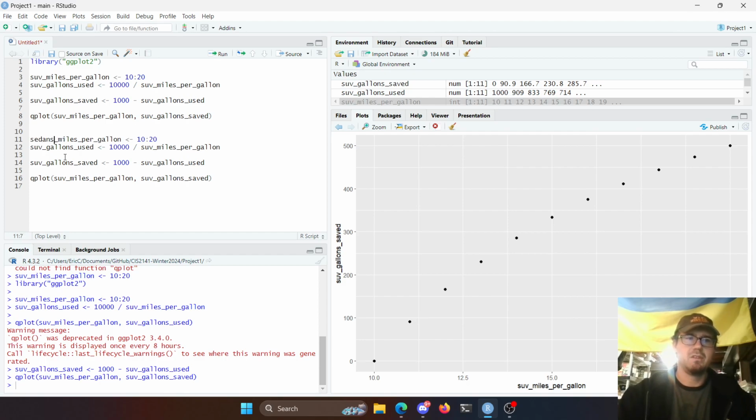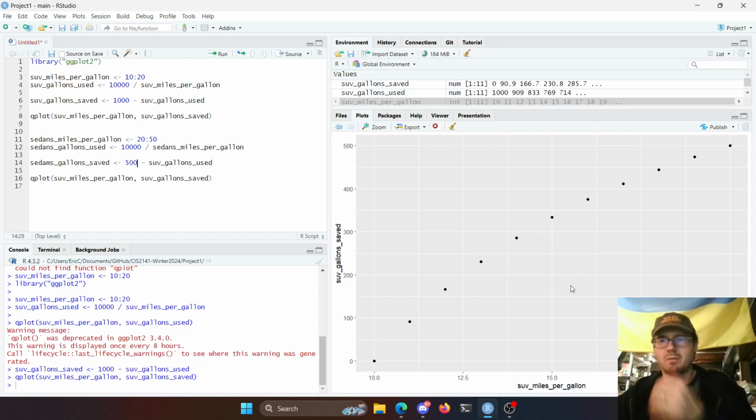So sedans, miles per gallon is going to be from 20 to 50 here, right? And then our sedans, miles per gallon, and sedans, gallons used, and sedans, gallons saved. Now this won't be 1,000 though, right? Because we're starting at 500. Remember, we're already at this 500 mark, because we're at 20 miles per gallon, right? And you go 10,000, you're using 500 gallons. Right? So that would be the first value here. That's the first one in there.